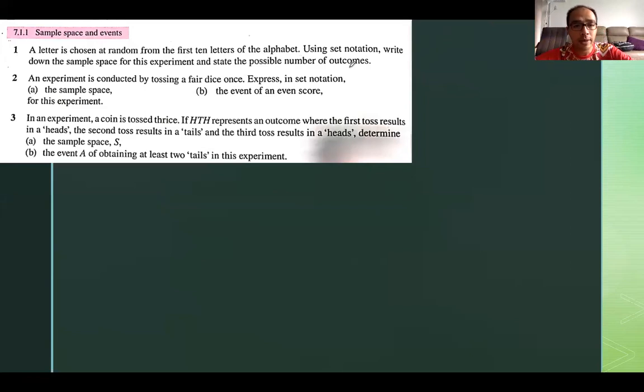Whenever we write sample space, we write it as big letter S, and because we're using set notation, we have the curly brackets. First 10 letters of the alphabet, everybody knows this.